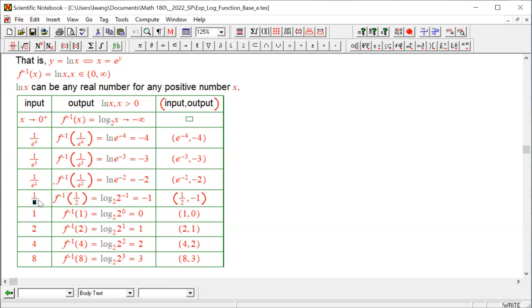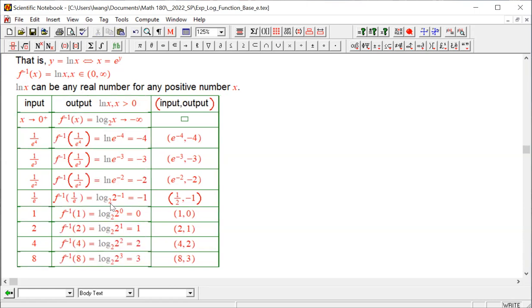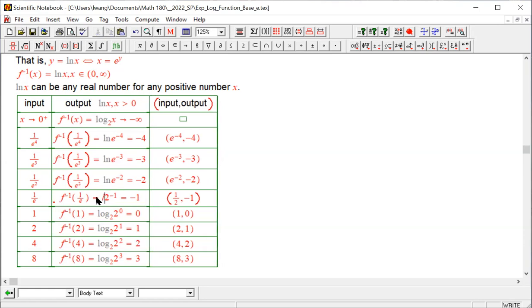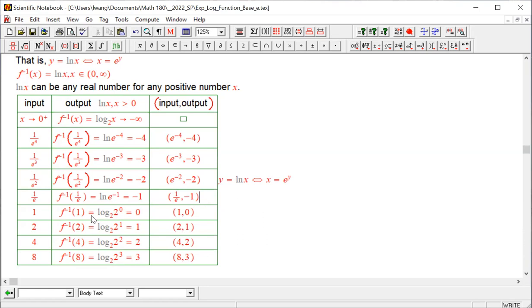Now, the next input is 1 over e, and this is ln e to the power -1. By definition, by this relationship, the input is 1 over e, and the output is -1. For input equal to 1, ln 1 is equal to e to the power 0, so the output is 0.